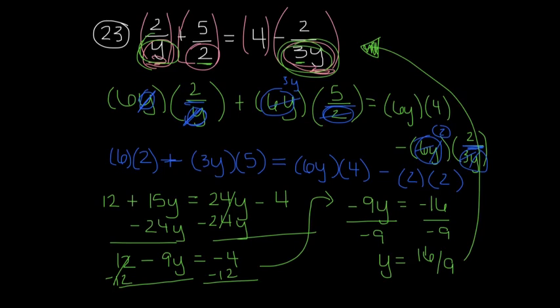If I plug 16/9 in for y, 2 divided by 16/9 is not 0. 2 divided by 3 times 16/9 is not 0. There's no way this answer puts a 0 in the denominator, so 16/9 is my answer.